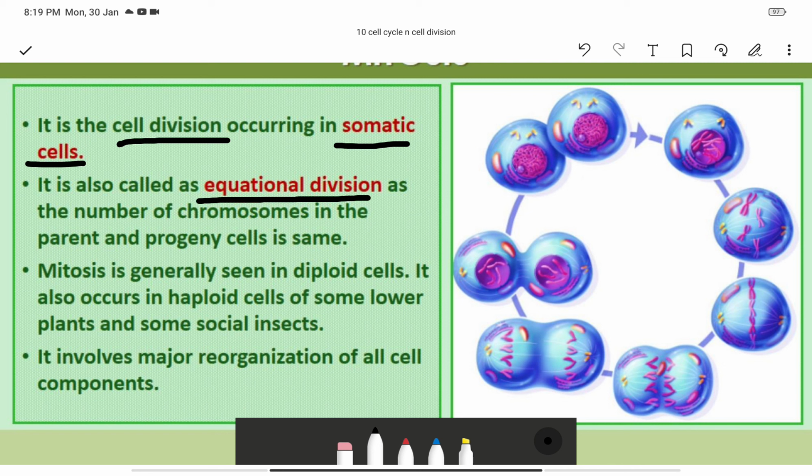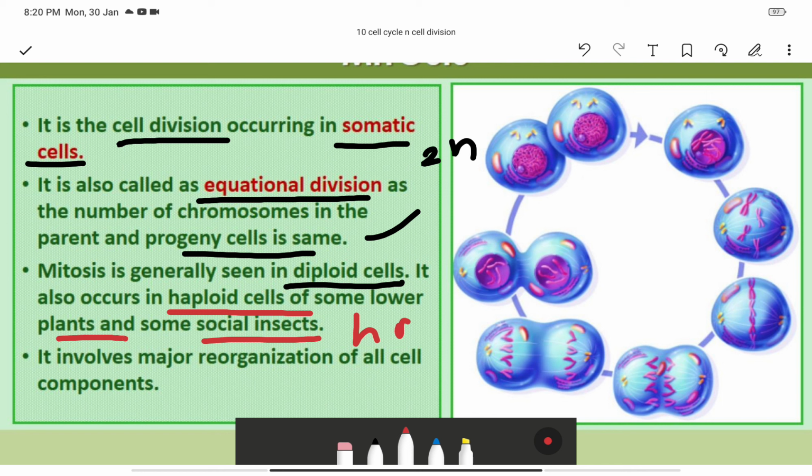This means the number of chromosomes in the parent and progeny cells is the same. The number of chromosomes the parent cell has, the offspring derived from the parent should have the same number. That's the reason for the name equational division. There is no change in the chromosome number. Mitosis is generally seen in diploid cells. All somatic cells are in the 2n, diploid state. It also occurs in haploid cells as an exception, in lower plants and social insects like the honeybee.